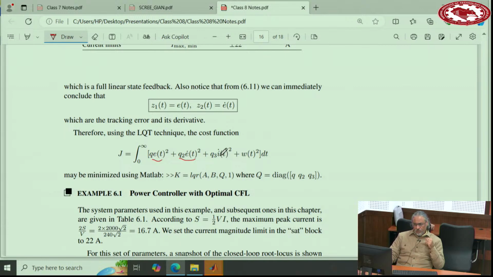And the third one is not derivative of current. This is not correct. It should be the second derivative of current plus omega 0 squared into current. Now apply LQR and then you find K. You only need to adjust Q1, Q2 and Q3.